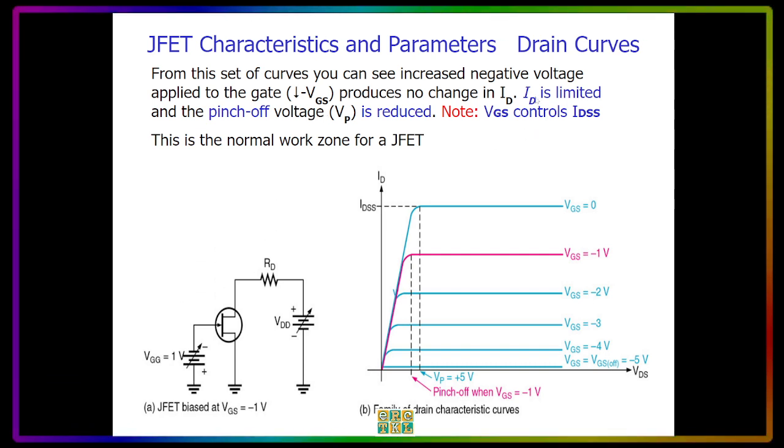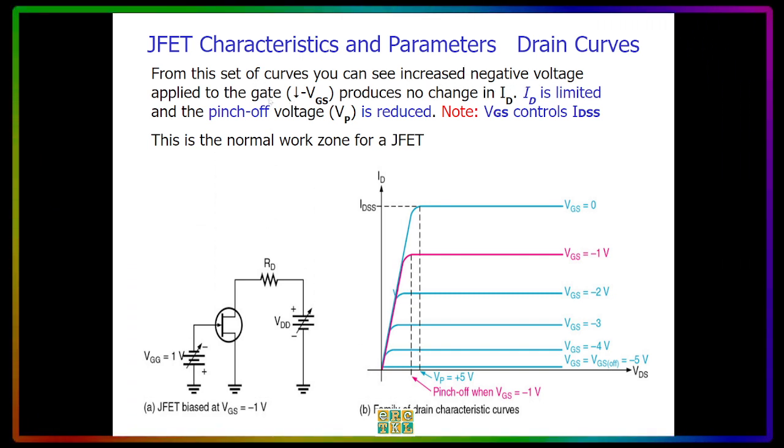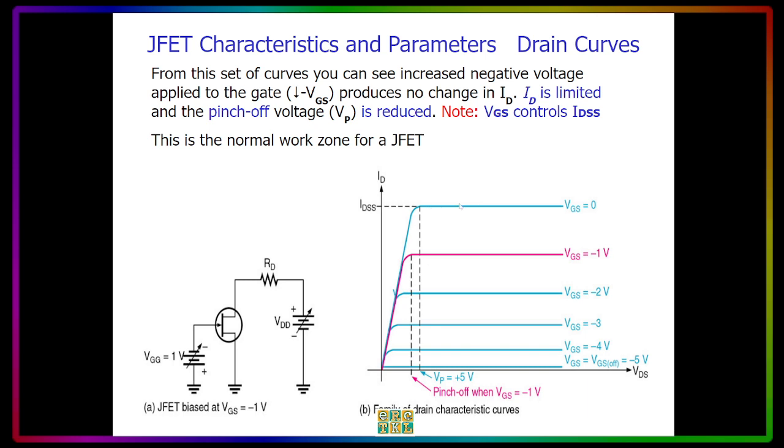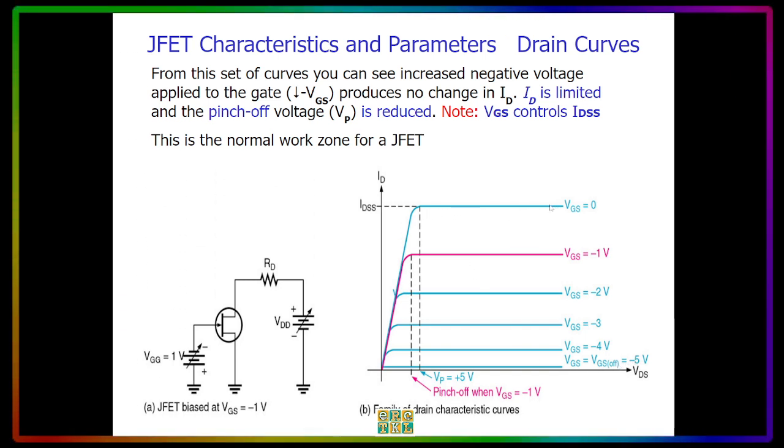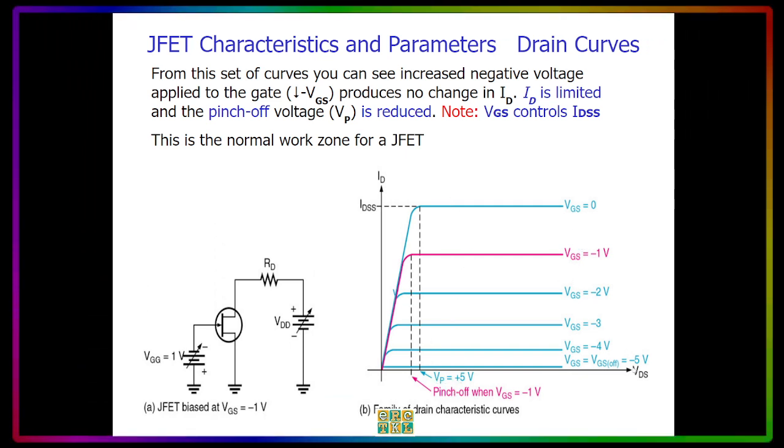Now the ID, from this set of curves, you can see that increasing the negative voltage applied to the gate produces no change in the ID. And when there's no more change, like here, we have reached the saturation point. So from negative 5 volts, the ID will no longer change. The ID is limited and the pinch off voltage is, of course, reduced here. What I have said to you is that for VGS of -5, the VP will be positive 5.